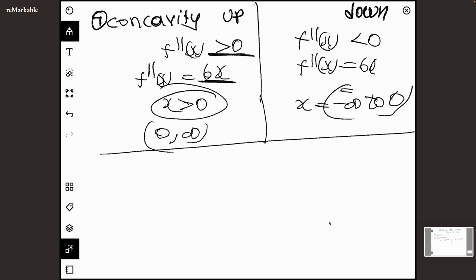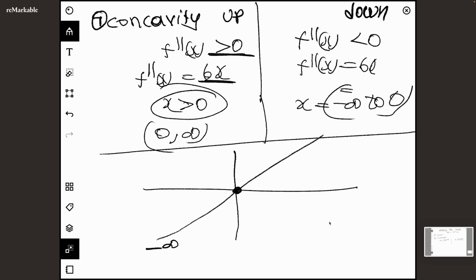Now we have all the data. Data 1, the domain is all the real numbers. Data 2, the x-intercept and y-intercept are 0. So this is a point. Third is symmetry. If you are able to draw the curve on the right hand side, then rotate 180 degrees. So we have to focus on the curve on the right hand side only. Fourth is asymptote. There is no asymptote. Fifth, it is increasing. The interval of increase is minus infinity to plus infinity. So it can be like this, or like this, or like this.